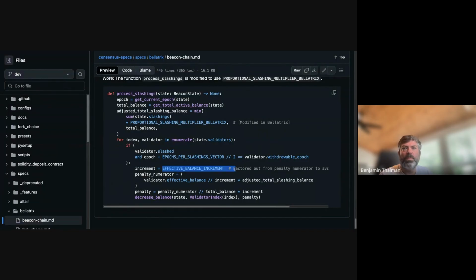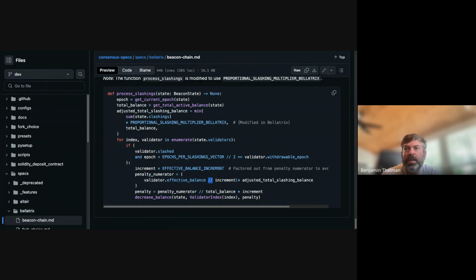And that's what this is. It's 1 billion. So this is relatively straightforward, but you have penalty numerator. So it's validator.effective_balance floor division increment. So again, remember this returns Gwei. If you have an effective balance of 32 ETH, this will return 32 billion because it's in Gwei.